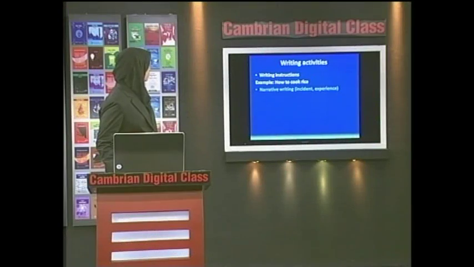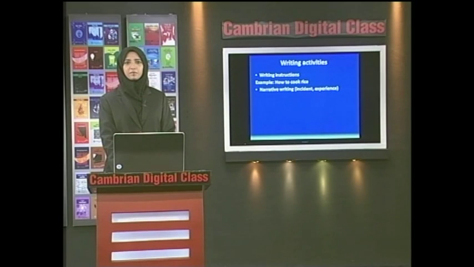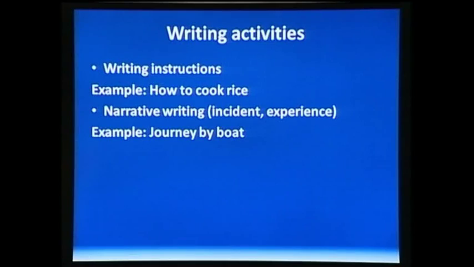Give a writing activity. First, what we should do when we are cooking rice. Secondly, what we should do. Okay? And then another activity may be narrative writing. That is, narrating an incident or experience. It can be an essay writing. Okay? Here you are going to narrate your incident or experience. For example, journey by boat. Okay, this is a very common one. We can also give other titles in class too.